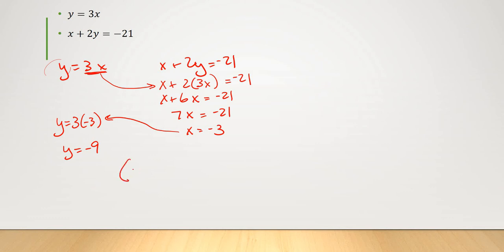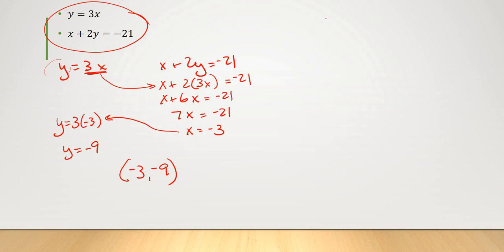So my final answer is an ordered pair, negative 3, negative 9. And if I were to graph these two equations on graph paper like we did in section 7.1, you would see that it intersects at the point negative 3, negative 9.